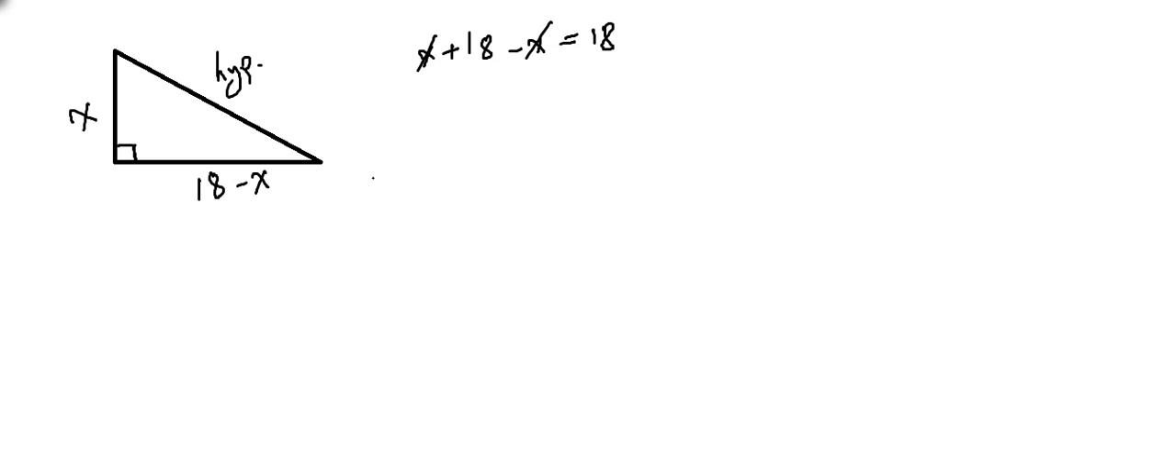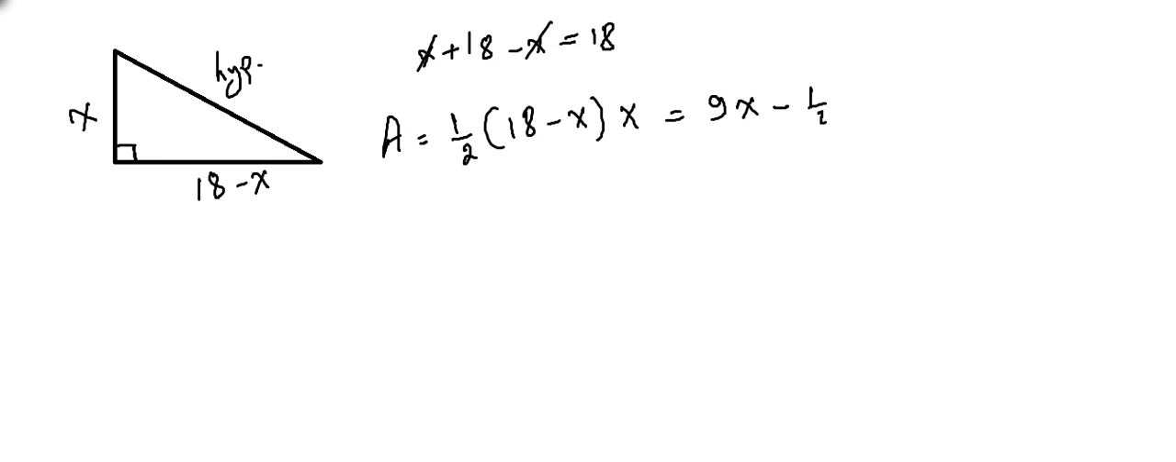And what is the area of the triangle? The area of a triangle is half base times height, right? If we consider that 18 minus x is the base, then x will be its height. Let's see. Half times 18 times x is 9x, minus half times x squared, which is half x squared. This is the area of the triangle.